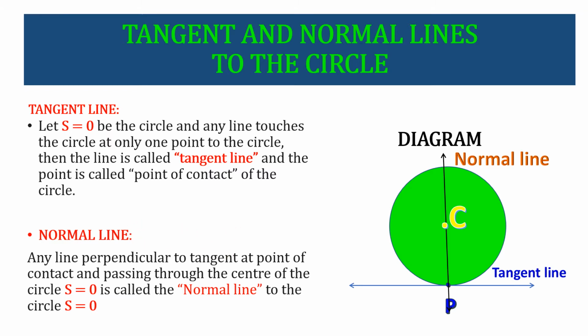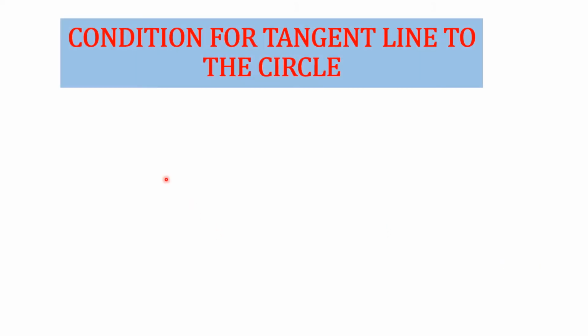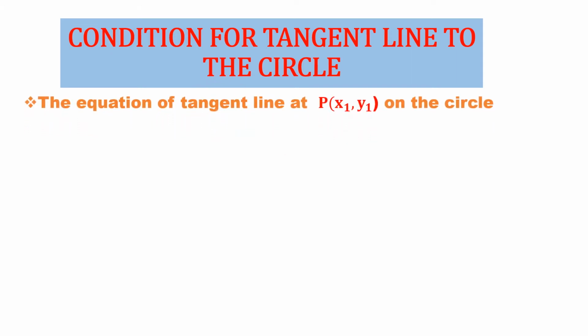So next we go to condition for tangent line to the circle. Now the formula of the tangent line is, the equation of tangent line at the point P of (x1, y1) on the circle S equal 0 is S1 equal 0. So this is the equation of tangent line.